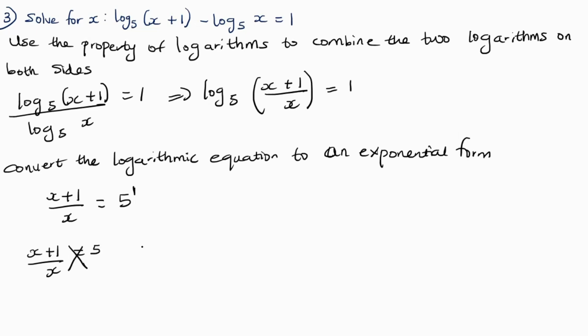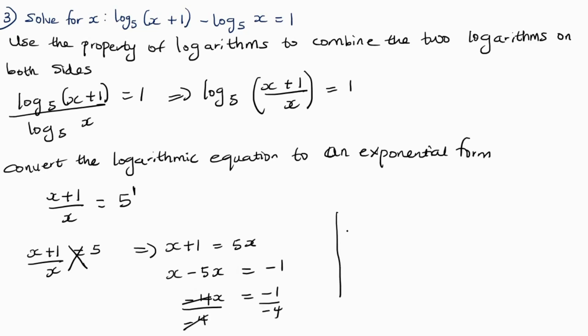So here we cross multiply, and this becomes x plus 1 is equal to 5x. Now solving this, we have x minus 5x is equal to minus 1. So we have minus 4x is equal to minus 1. Now dividing both sides by minus 4, the negatives cancel, so we have x is equal to 1 over 4, and this becomes the answer. So guys, this is how you can solve questions on logarithmic equations.